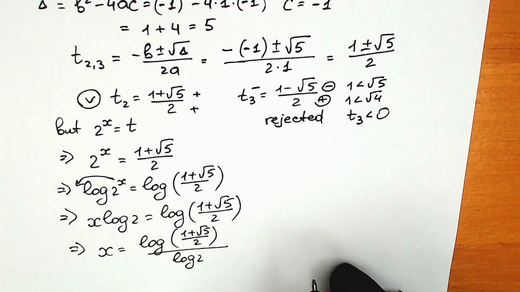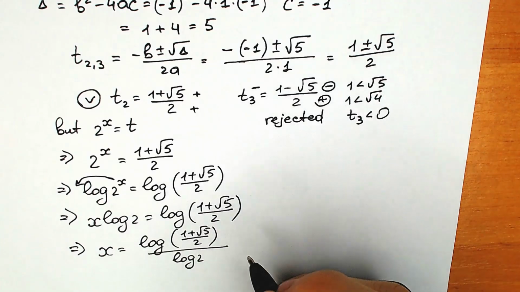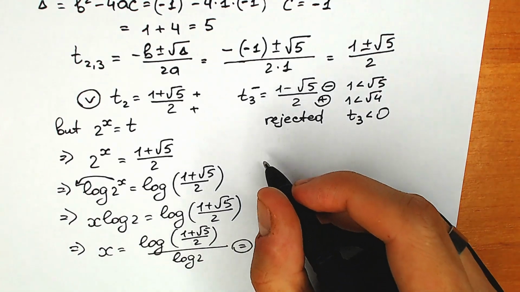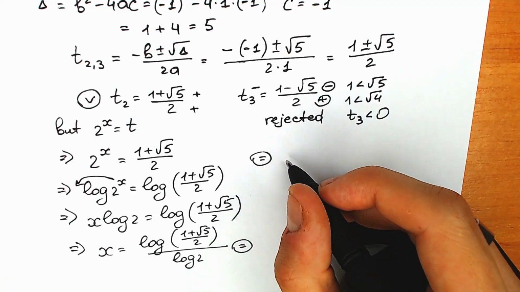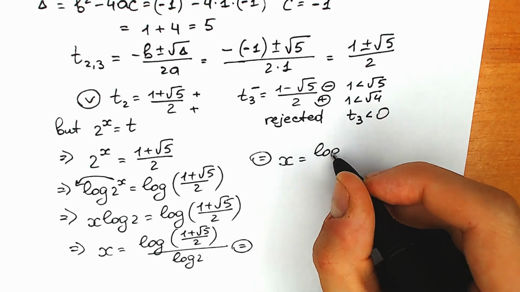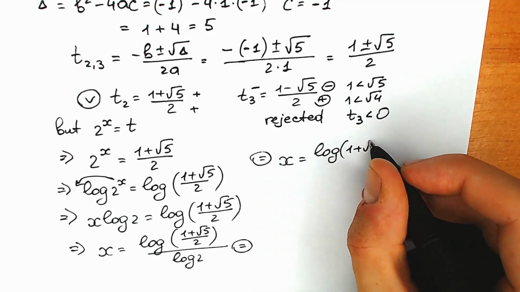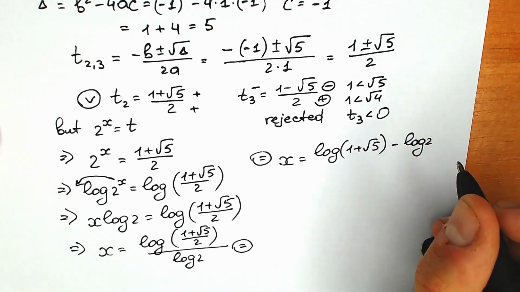The last really important moment: according to a log property, if you have a log of a fraction, you can write it as a subtraction of two logs, a log of the numerator minus log of the denominator. We can easily write it like that. Let's try to simplify this real quick, if you're interested. So we have x equal to log of 1 plus square root of 5 from the numerator, and minus log of the denominator, minus log 2.